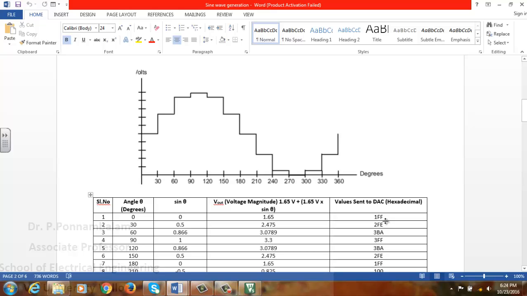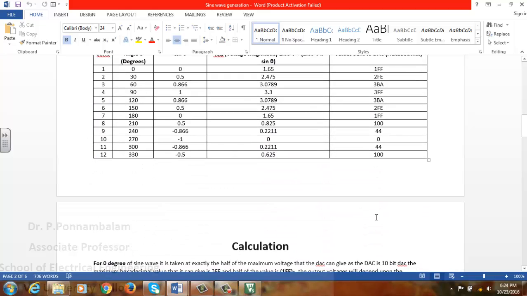Inside the program, we can't represent anything in terms of voltage. Everything has to be represented in terms of hexadecimal values only. So we have to keep that in mind. But after we have put that value, its equivalent output will be decided depending upon the reference voltage. The reference voltage we are going to keep as 3.3 volt. That we have to keep in mind.